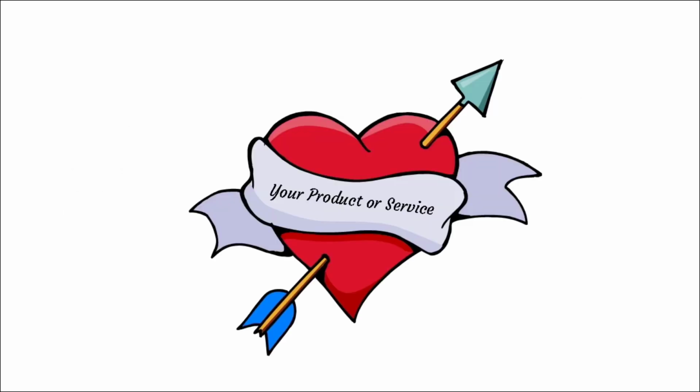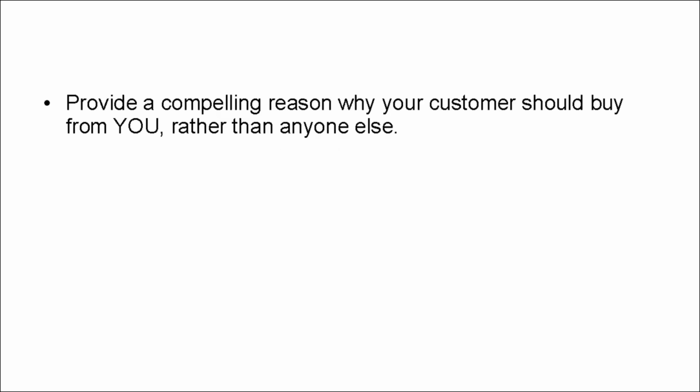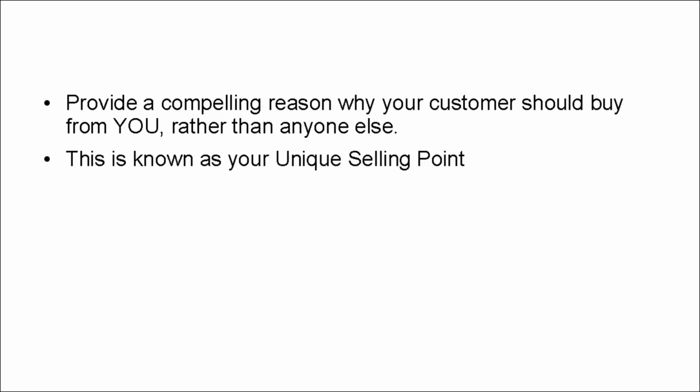And this leads naturally into forming the desire for the product. Once they have an idea as to what's in it for them, then they're going to start to desire your product or your service. Now, there are several types of desires that you can stimulate in your copy. You can stimulate the desire to eliminate or minimize a future loss, or to gain something. And what you should do is provide a compelling reason why the customer should buy from you rather than buy from anybody else. And this is known as your unique selling point, which is often referred to as a USP.